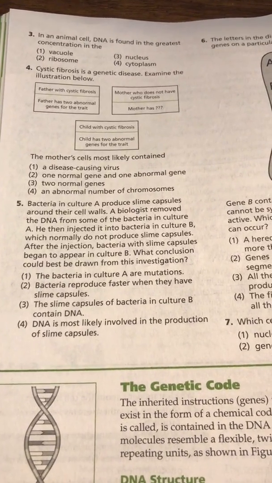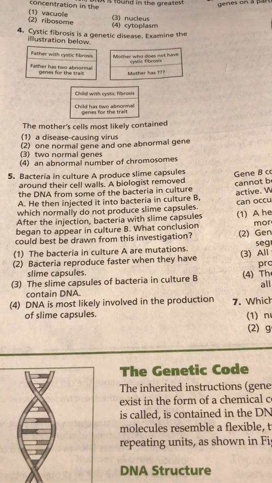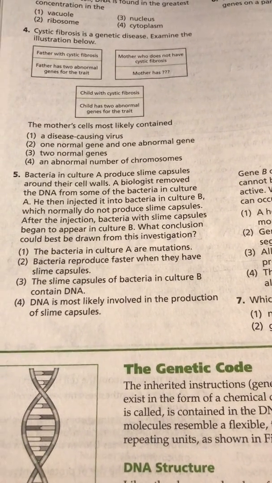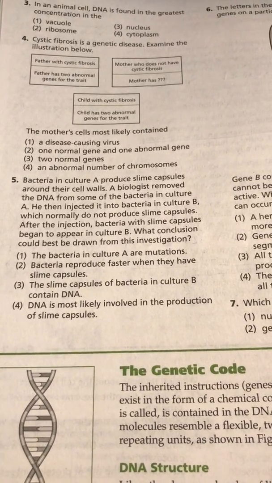1. The bacteria in culture A are mutations. 2. Bacteria reproduce faster than they have slime capsules. 3. The slime capsules of bacteria in culture B contain DNA. 4. DNA is most likely involved in the reproduction of slime capsules.